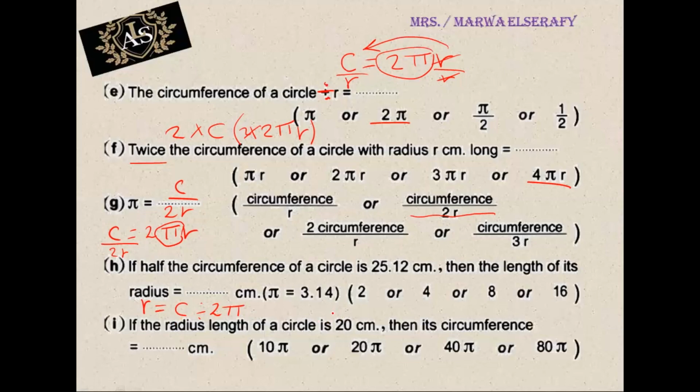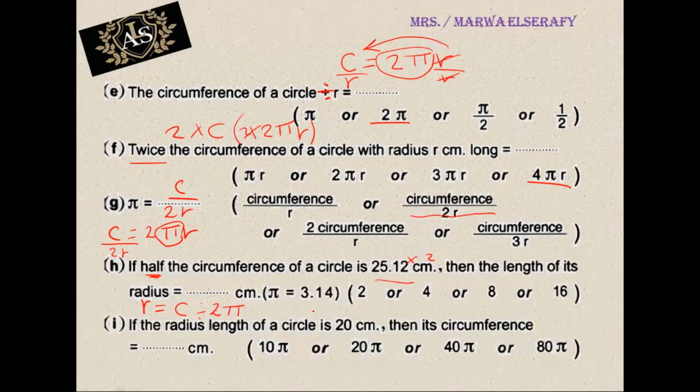By using your calculator, the circumference equals what? 25.12. No, miss, it's the half. It's the half of the circumference. So the circumference will be equal this number times 2. Why? Because it's the half of the circumference. But the rule is the circumference, the whole circumference, not the half. Okay, be careful.